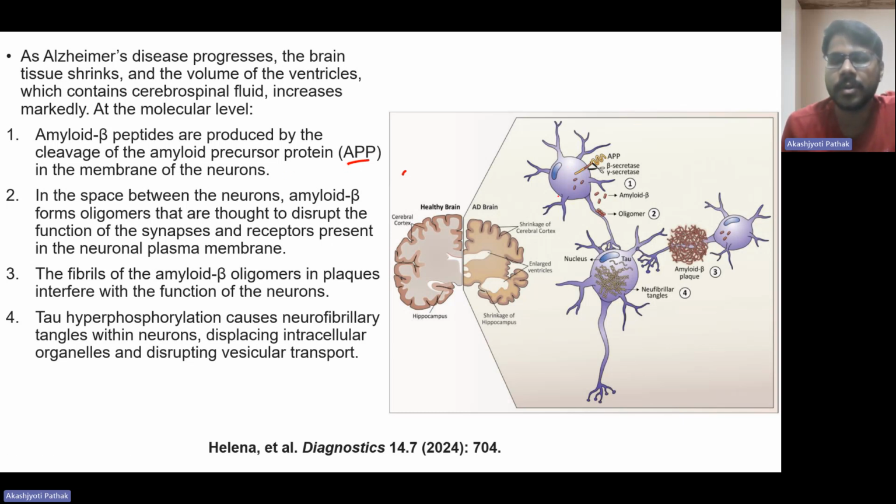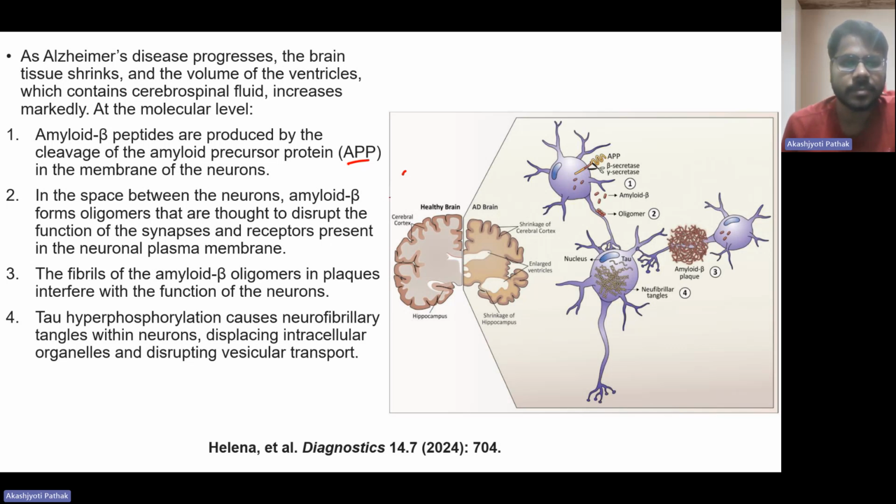This is the structure of a neuron. You all must have seen the structure of a neuron. It has dendrites and an axon, and in the membrane of the neuron, these proteins are present: the amyloid precursor protein.